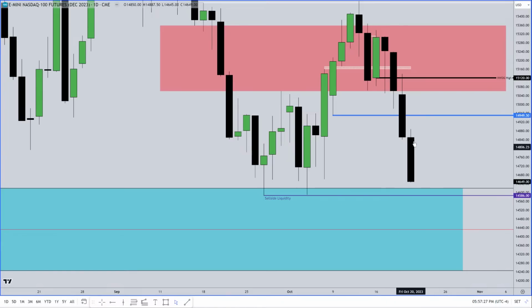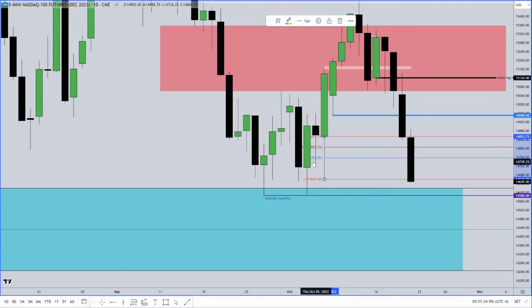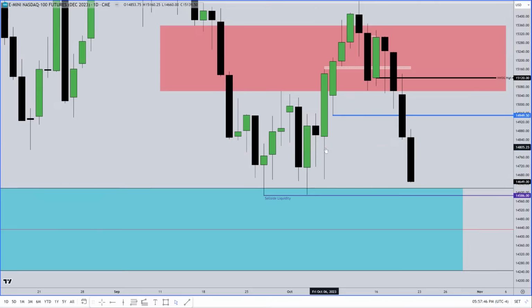How far up into this? I would use this consequent encroachment there. So 757, that would be on that level. So if we open relatively unchanged or above the close, then I would look for it to trade here and then resume lower. That's how I'd treat that. But I'm preferring to see an opening below here to take it right into that liquidity.